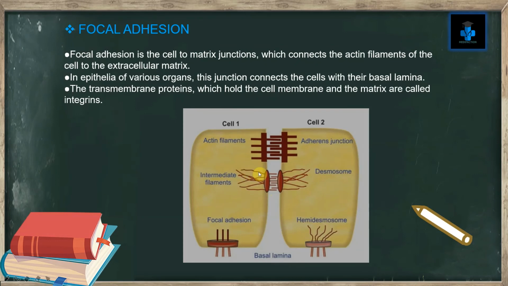Focal adhesion. Focal adhesion is the cell-to-matrix junction which connects the actin filaments of the cell to the extracellular matrix. In epithelia of various organs, this junction connects the cells with their basal lamina. The transmembrane proteins which hold the cell membrane and the matrix are called integrins.